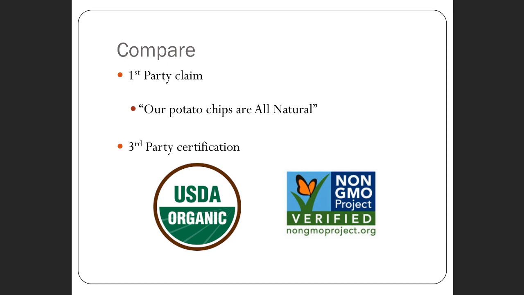Right, a first party claim, I think our potato chips are all natural, right? That's the manufacturer claiming something about their product. A third party certification, right? If you go to the potato chip aisle and you want to buy potato chips or food products that are actually all natural or organic, then you look for some symbol like this on your potato chips or your breakfast cereal, whatever you're looking for, right? That indicates that some third party has certified the characteristics of that particular product.